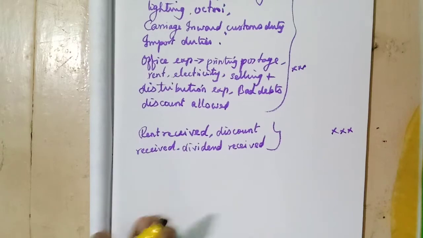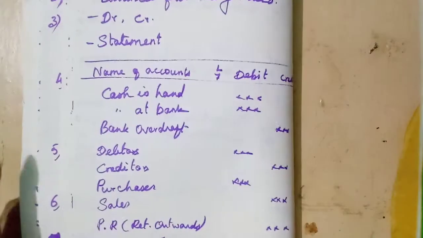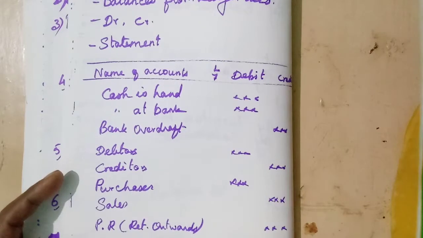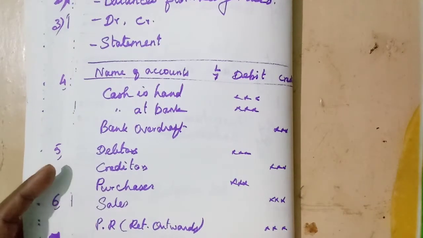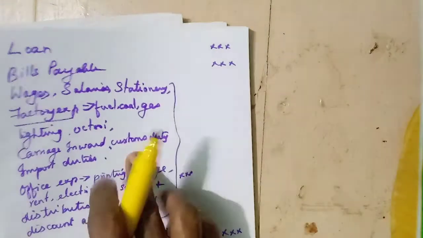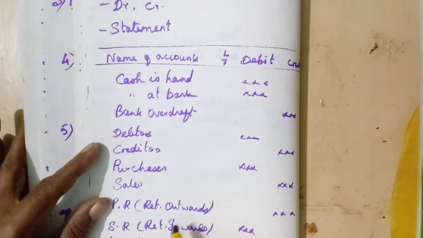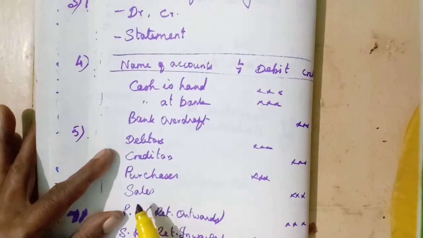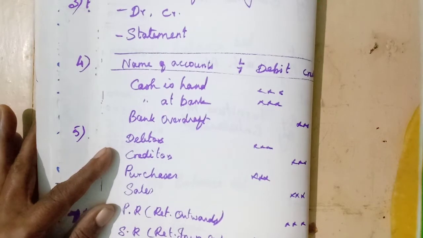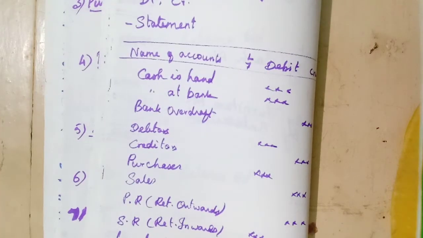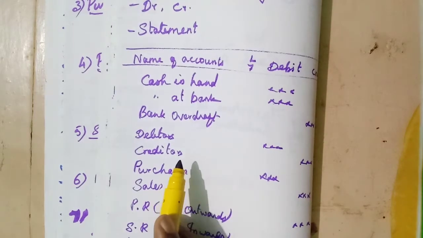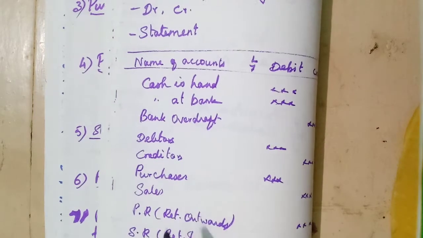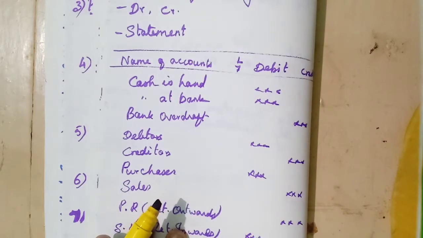All the assets must be debited, all the liabilities will be credited. Then all expenses will be debited, all income must be credited. Then purchases debit, sales credit, purchase returns credit, sales returns debit. In that way you can remember. Now we have learned which accounts we need to debit and which we need to credit.